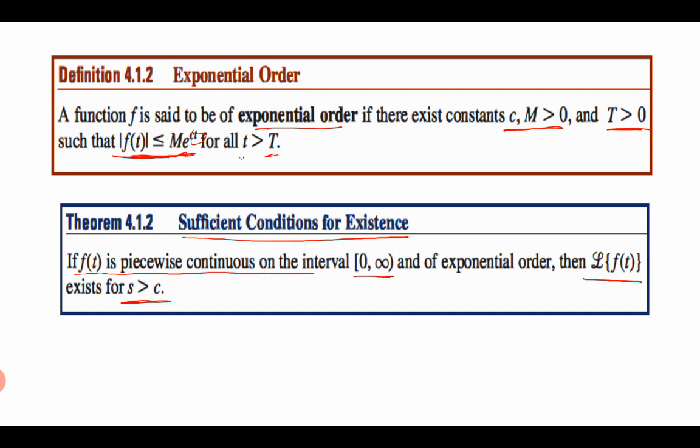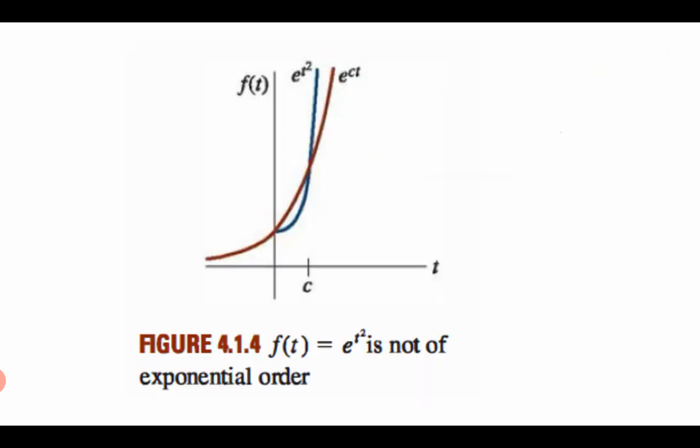Okay. And now a counterexample has also been given here. E raised to t square, we can check it is not less than e raised to ct. The condition has failed. So we do not find an exponential order here. So for this function, there is no Laplace transform. Actually, in this chapter we don't need to verify this condition because all the problems that are given to us are piecewise continuous in the given interval and have exponential order. So we don't need to verify them. This is for your understanding.